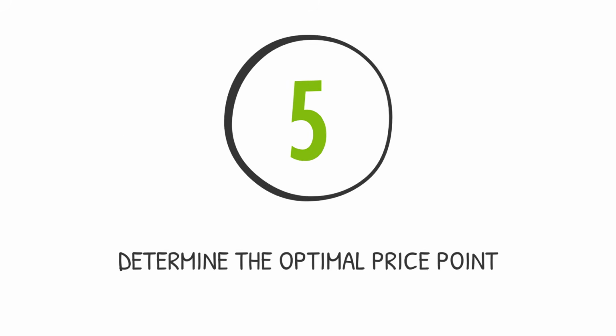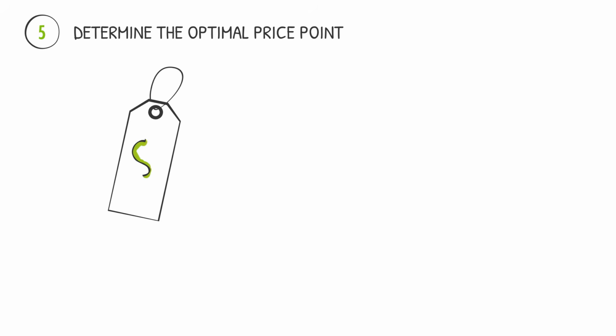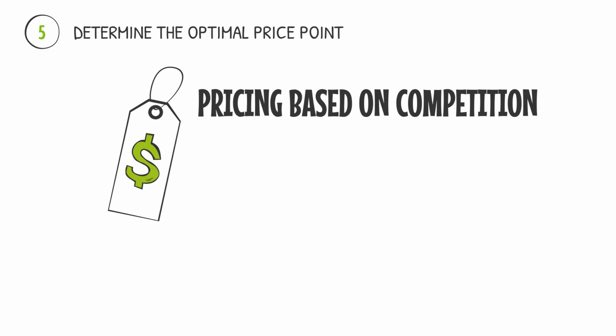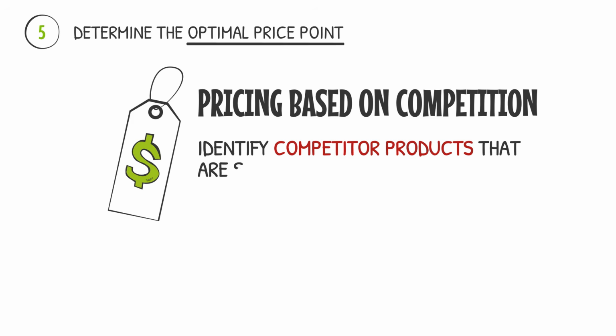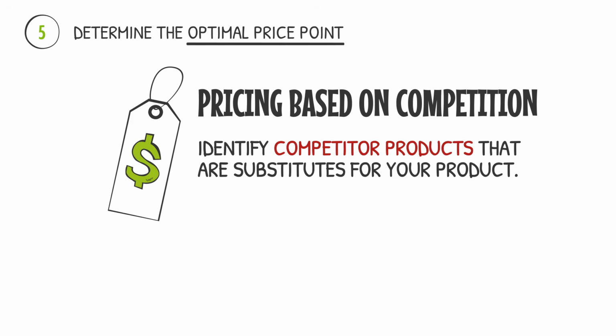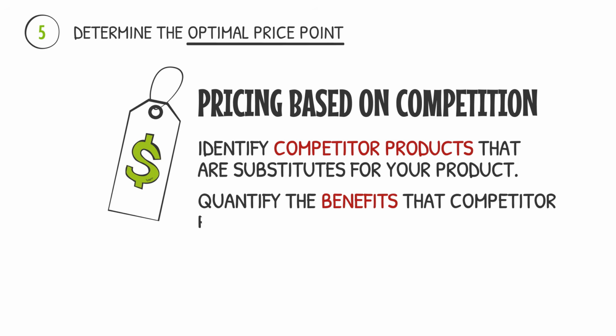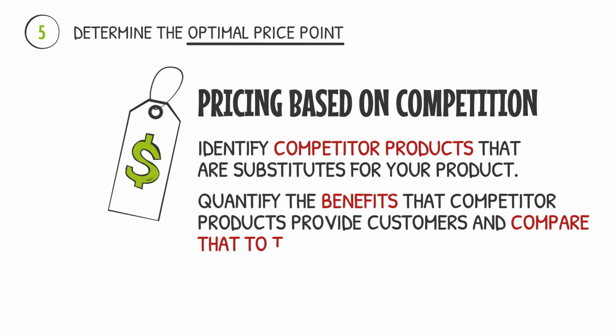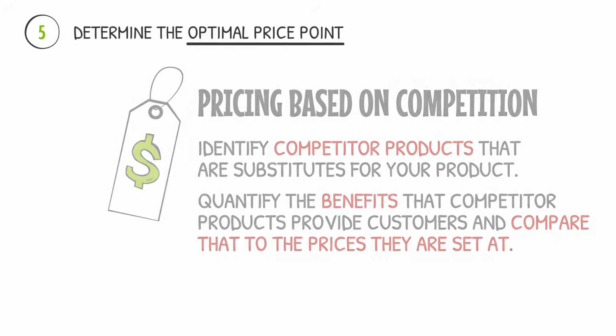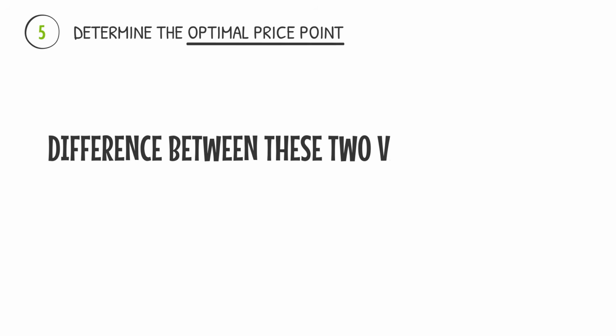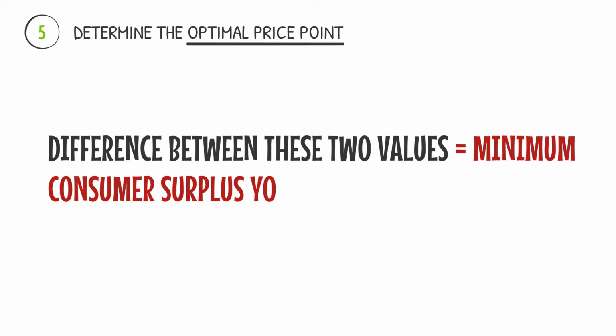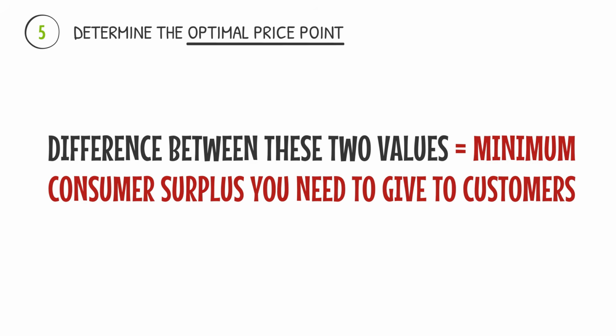Step 5. Determine the optimal price point. Afterwards, use the pricing based on competition strategy to determine which price point between your lower and upper price points is optimal. Identify competitor products that are substitutes for your product. Quantify the benefits that competitor products provide customers and compare that to the prices they are set at. The difference between these two values is the minimum consumer surplus that you need to give to customers in order for them to want to purchase your product.